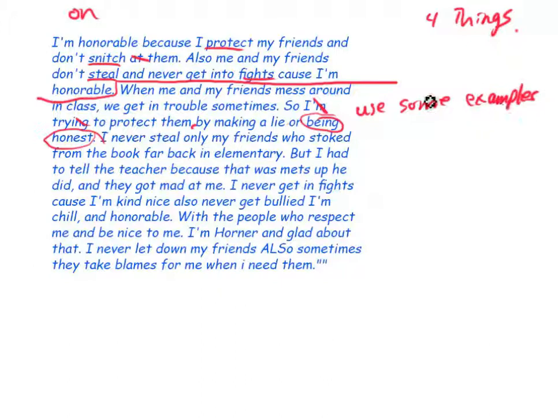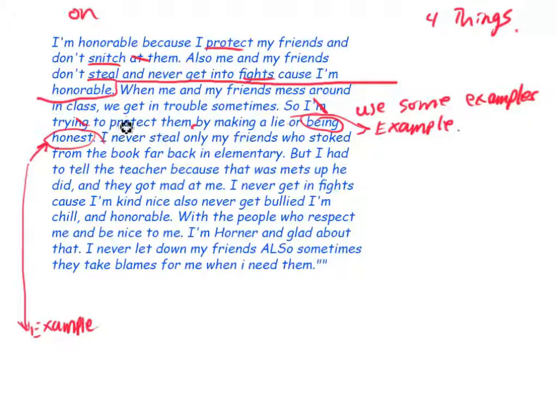You're going to want to give an example of you lying for them to try to protect them. Then you're going to want to give an example of you being honest to try to protect them. Okay? So both examples. You need an example about you being honest and how that protected them. And you need an example of you lying for them and how that protected them.